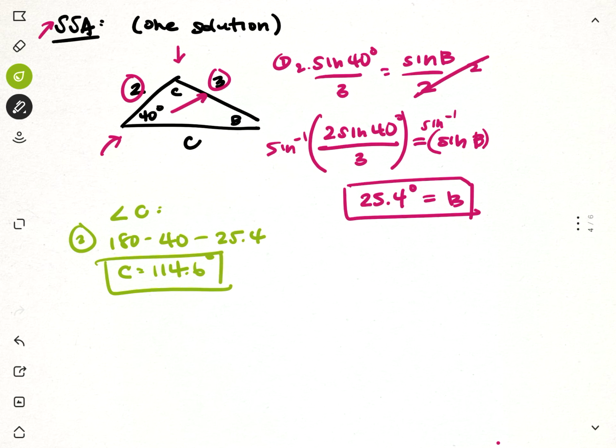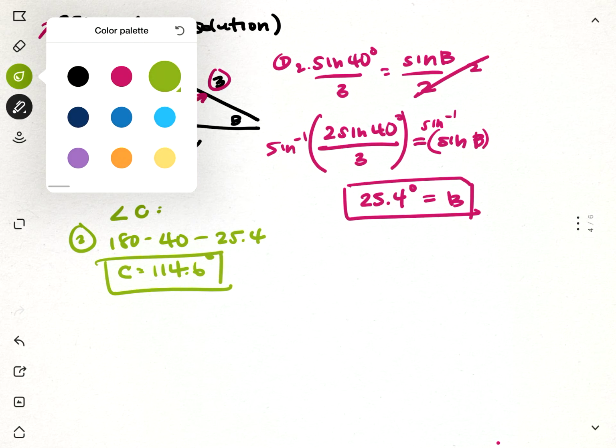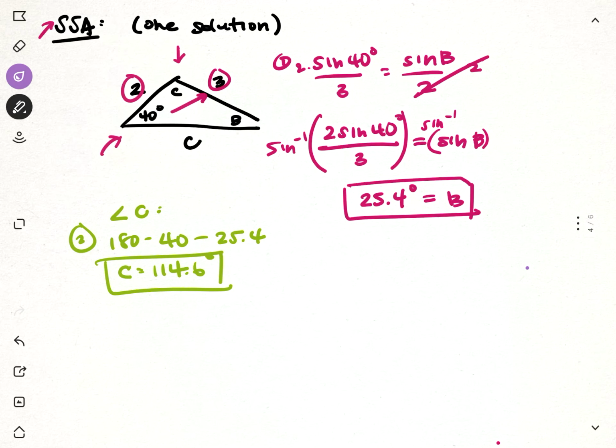And now let's use that to find our little c, our side c. I like to use the ratio that we started with, so sine 40 over 3, because it's not going to be rounded. It's already numbers that we've been given, so it's good to go back to them. That is equal to sine 114.6 degrees divided by c. Now that we have the angles, and we're not looking for the angles anymore, we're looking for the side, it's going to solve like we did before.